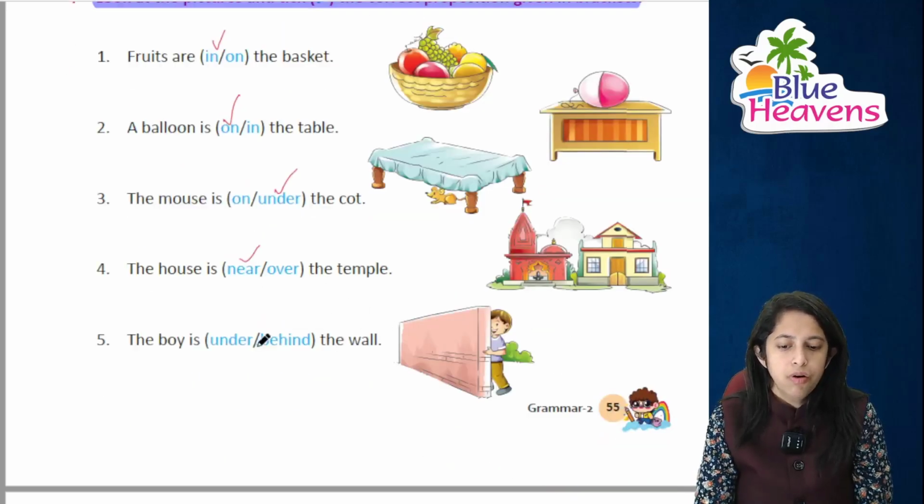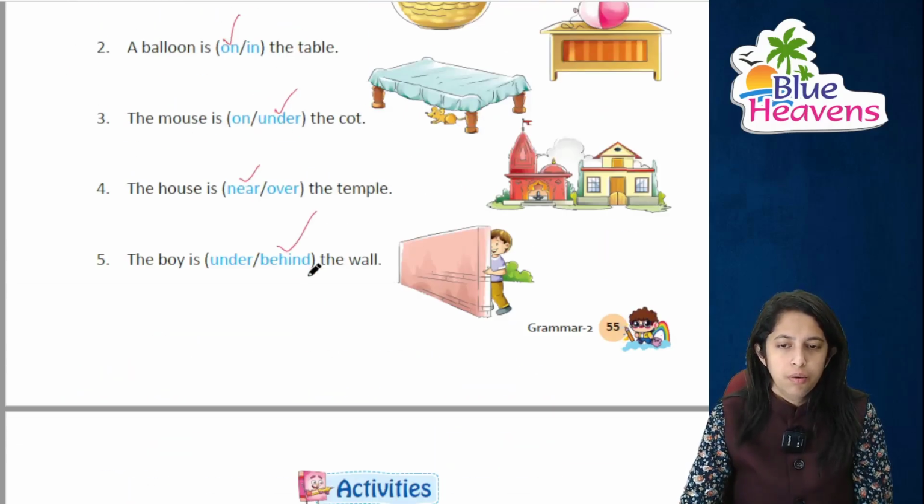The boy is dash the wall. The boy is behind the wall, right? I hope you all understood about prepositions.